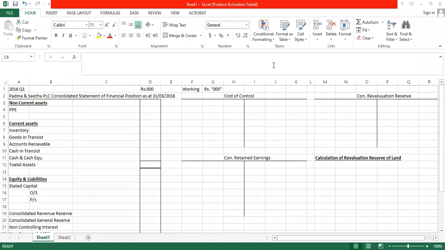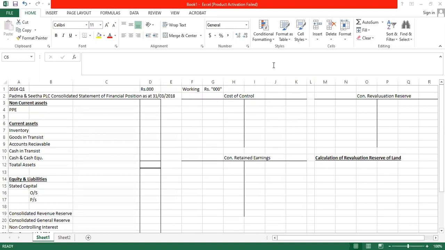So the question asks, Padma PLC acquired 75% of ordinary shares of Sita PLC on 1st April 2015. Now you can identify what is the parent company and what is the subsidiary company, right? Who is the acquirer here? Padma PLC. Padma PLC is the parent company because they have acquired 75% of ordinary shares of Sita PLC. They have purchased the ordinary shares of Sita PLC.